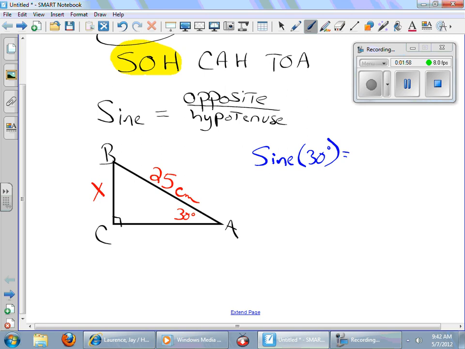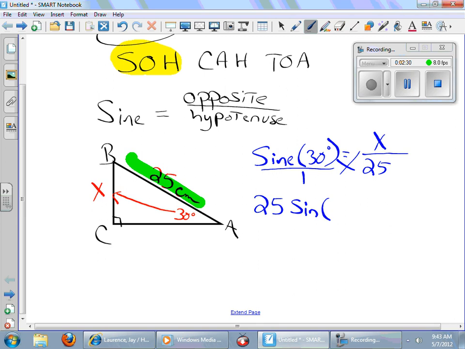Now, this equals the fraction. First let me highlight my hypotenuse. All right. Now, my opposite side is the side across from it. So I need to write a fraction of the opposite side, in this case X, over the hypotenuse, 25. And I'm going to remember it's centimeters. I can put that over 1 and cross multiply. So I'm going to get 25 times the sine of 30 degrees, and that's going to equal X. And here's where I go to my calculator.